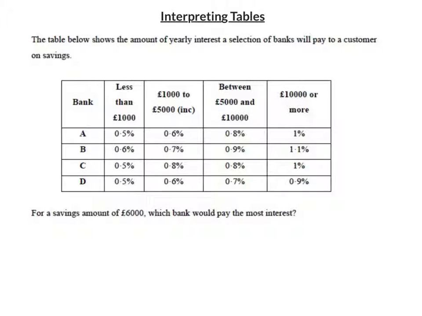So on to this second question. This is about choosing a bank that will give the most interest. So we have £6,000 to put into a bank account. So that is between 5,000 and 10,000. And then in that, the largest interest rate is 0.9, which means that bank B is the one we should choose.